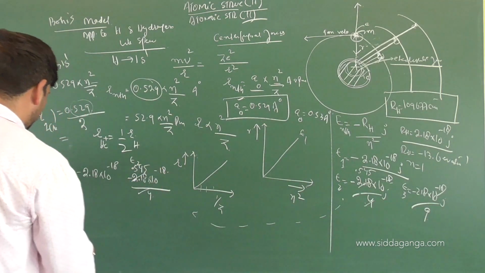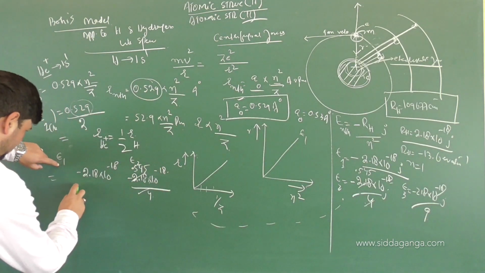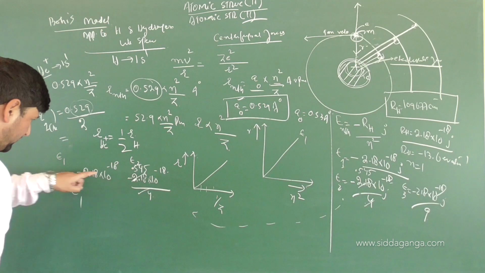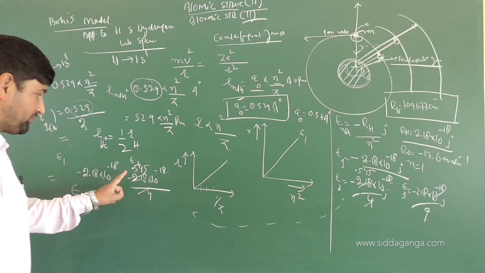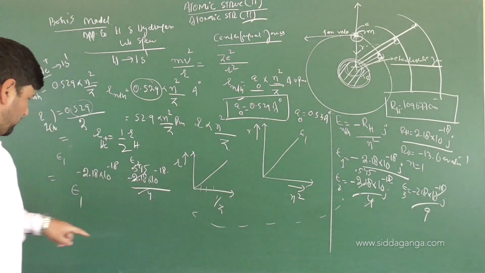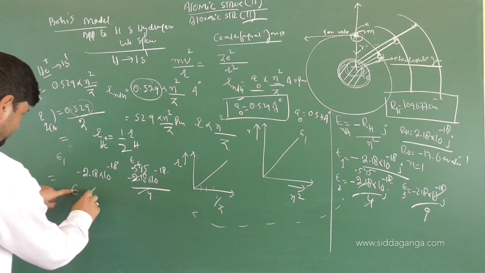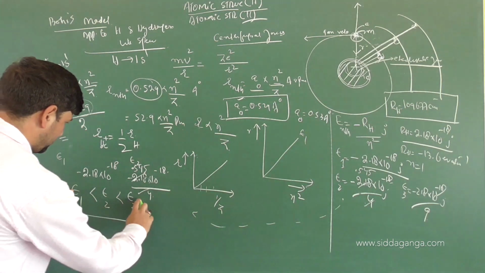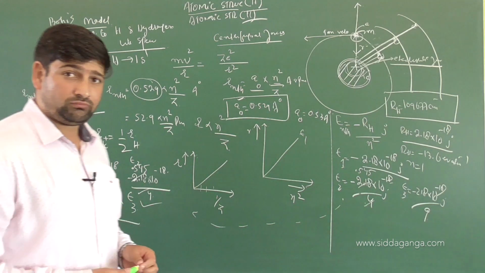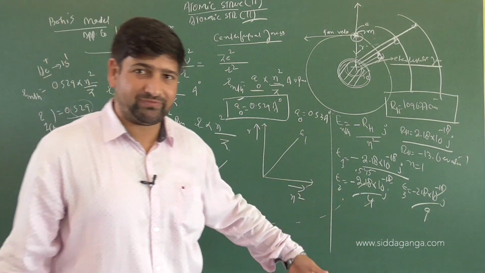0.545. So you can see clearly E1 is 2.18, E2 is 0.54, but it is a minus value. So less but in minus is more. So E1 energy is less than E2, less than E3. This is the generalization.